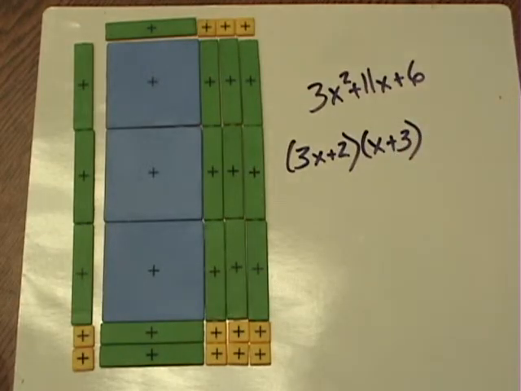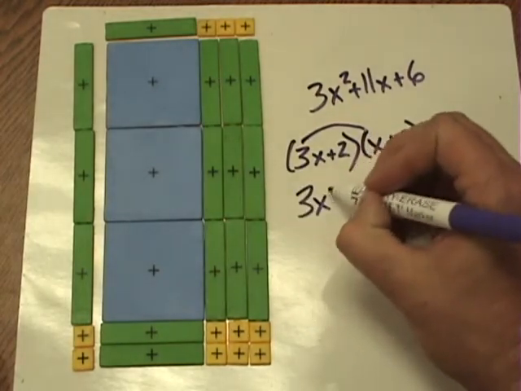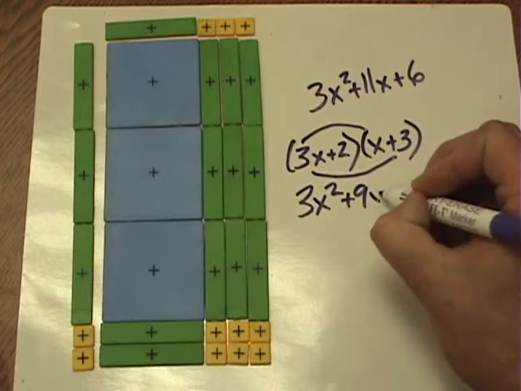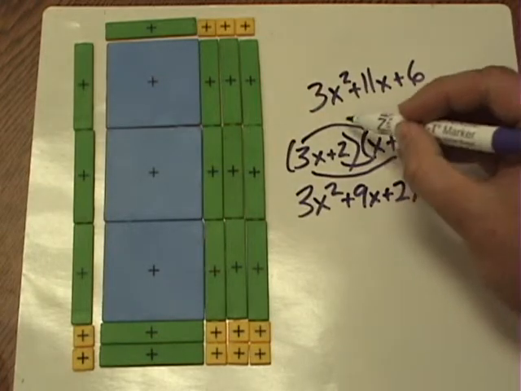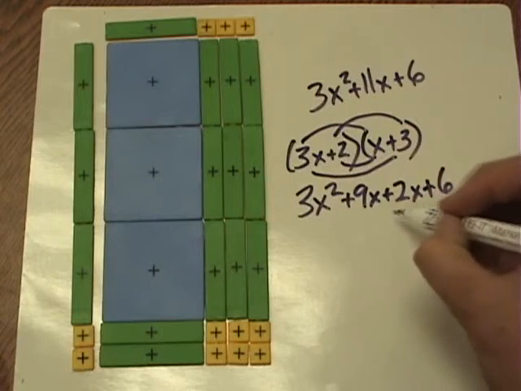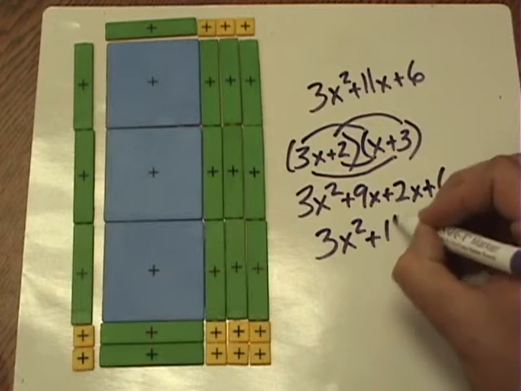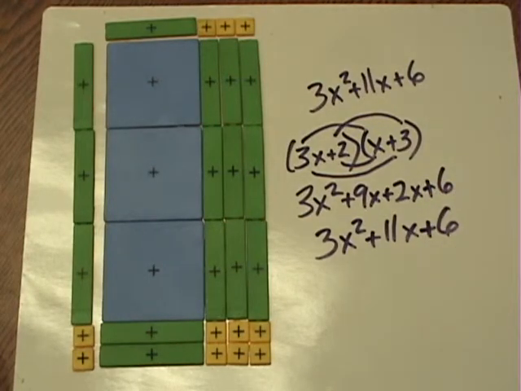Okay, and if you want to double check yourself, well, then you can use the FOIL method again. Okay, algebra tiles all map out, but if I do 3x times x, I get 3x squared. 3x times 3 is going to be 9x. 2 times x is going to be 2x. And my last 2 times 3 is going to be 6. And if I combine my like terms, I get my initial quadratic, which was 3x squared plus 11x plus 6.